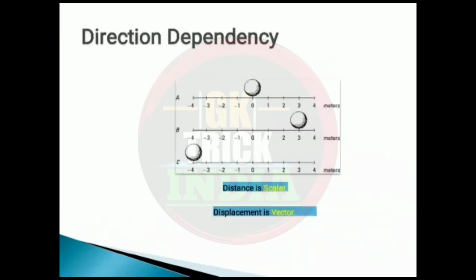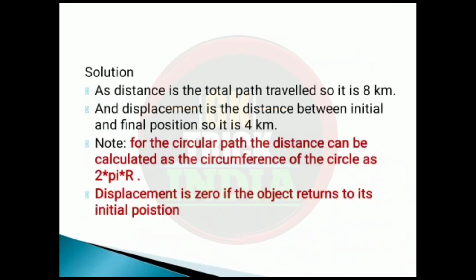So there are two note points which are given in the slides. We have to be careful. For a circular path, the distance can be calculated as the circumference of the circle, which is 2 into pi into r. And in the case when the object returned to its original position, meaning initial position, the displacement is 0, as the displacement means difference between final position and initial position. So displacement can be 0 in the case when the object returned to its initial position.